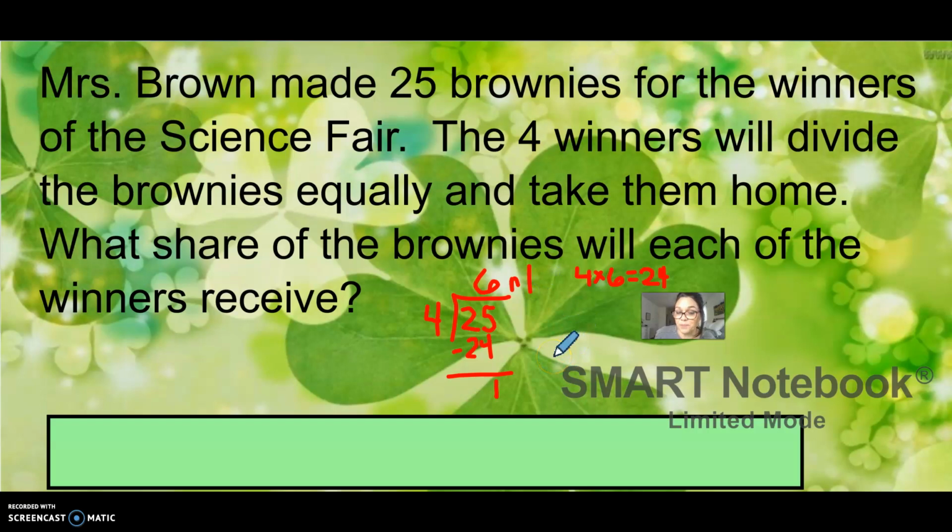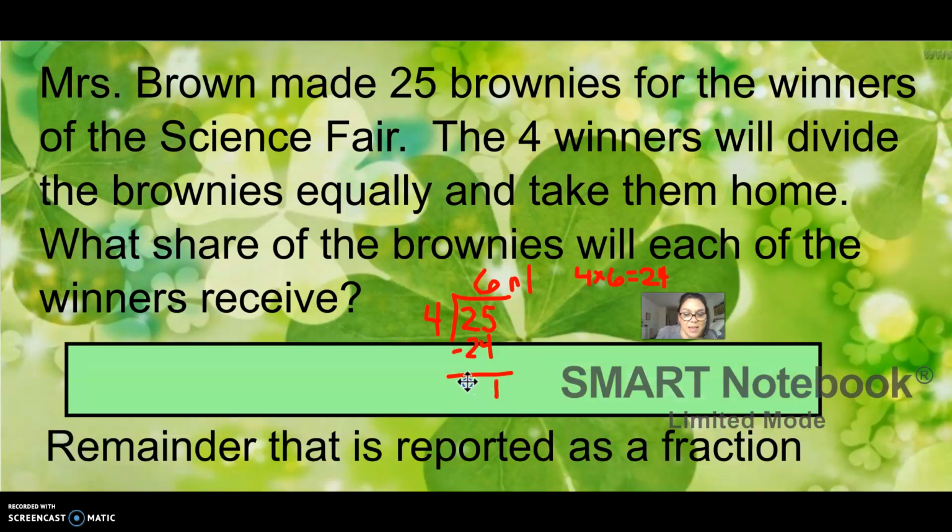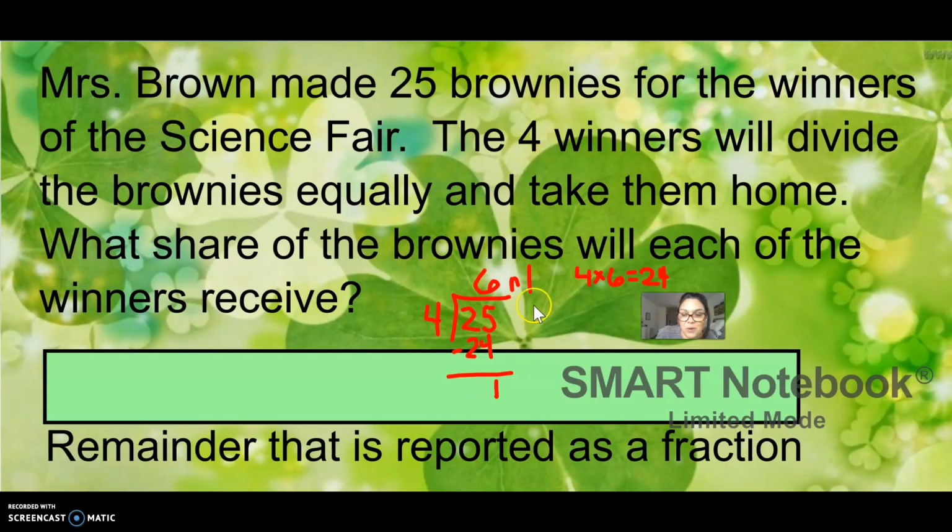What do I do with that remainder? Okay, what is that remainder? 25 brownies. There's 1 brownie left over. Each person is going to get 6 brownies. What can these 4 people do with this leftover brownie? Brownies can be cut into equal pieces, can't they? So for this story, my remainder of 1 brownie, well, I'm going to report it as a fraction. So if the 4 people, the 4 winners, share this last brownie, they'll each get 1/4 of the brownie. So the winners will receive 6 and 1/4 brownies.